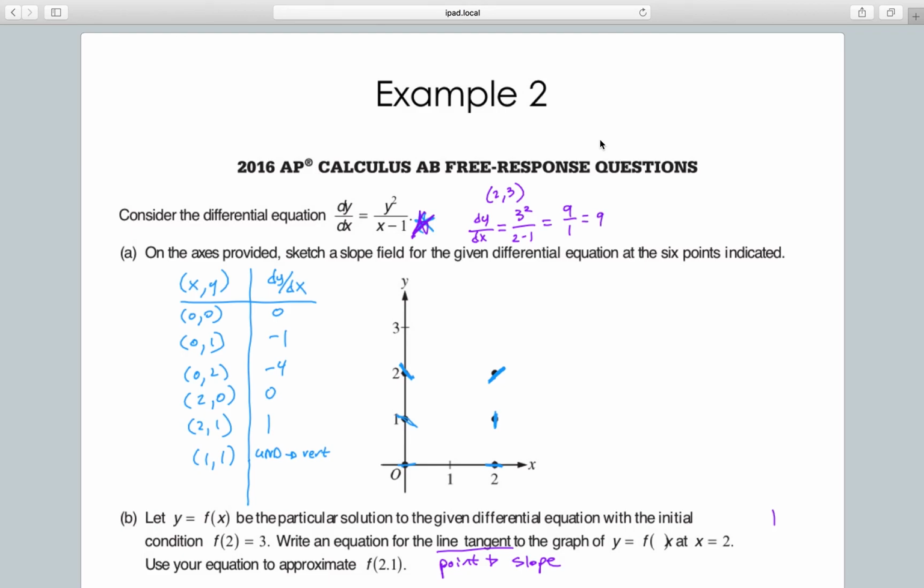which is 9 over 1, which is 9. So the equation of my tangent line is going to be y minus the y coordinate equals the slope times x minus the x coordinate. So x minus 2. I am going to put this one in slope-intercept form because they're asking us to make an estimate with it, and it's just going to be a little bit easier. So my slope-intercept form is y equals 9x minus 15. And I'm going to call it L of x, meaning the linearization at that point. And they want us to estimate f of 2.1.